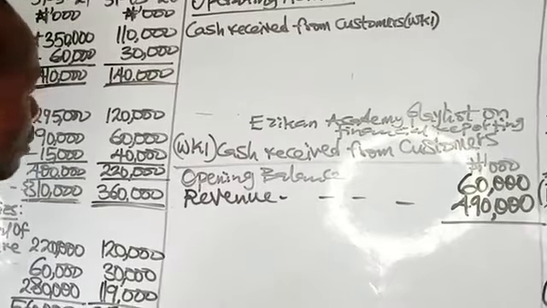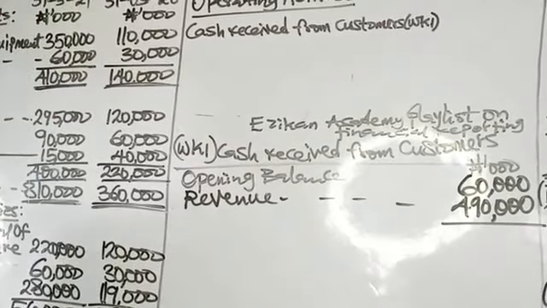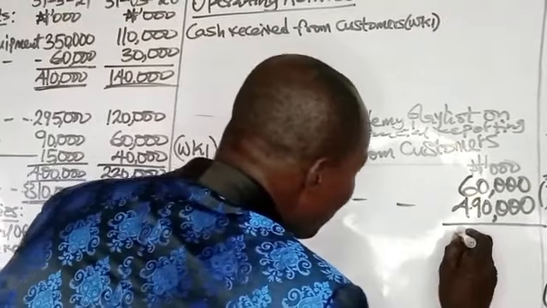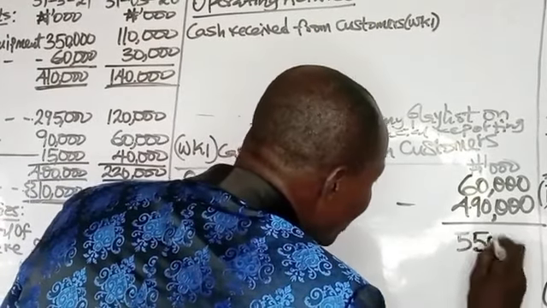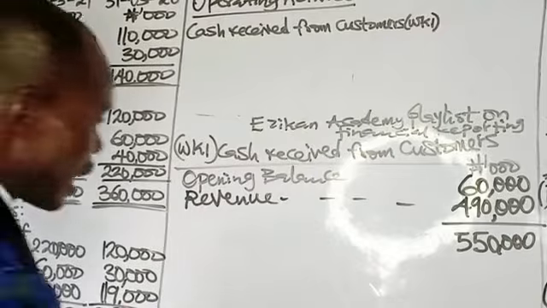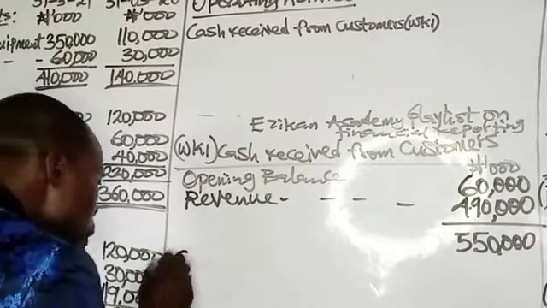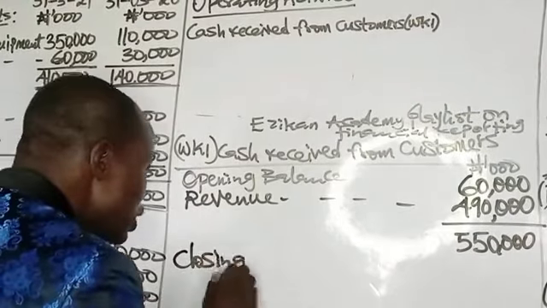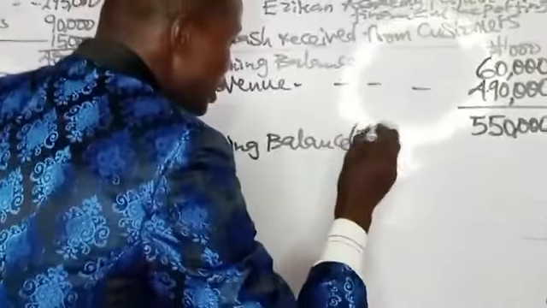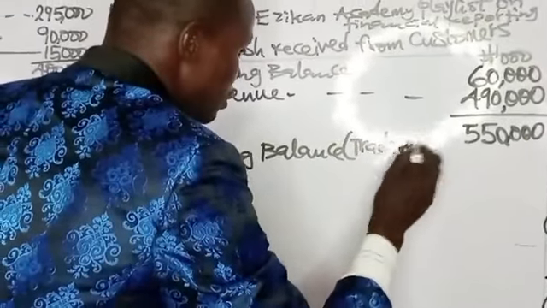There's nothing like bad debts or allowances for receivable. There's no bad debts written off. So if you sum up this, you have 550,000. We don't have bad debts, we don't have discount allowed. So you have your closing balance. That is your trade receivables.